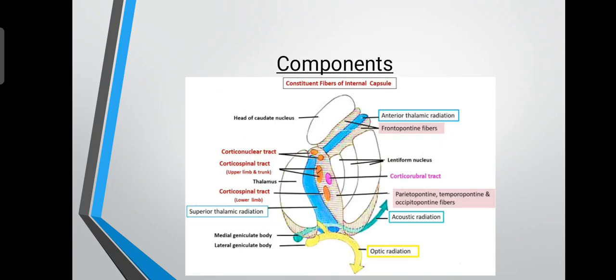Now, what are the components of the internal capsule? As I said, the internal capsule is made of white matter fibers, that means the axons of the neurons. So there will be ascending fibers and descending fibers. The ascending fibers are sensory fibers and descending fibers are motor fibers. The ascending fibers will be mostly coming from the thalamus. So the fibers from the thalamus reach the cerebral cortex through the internal capsule.